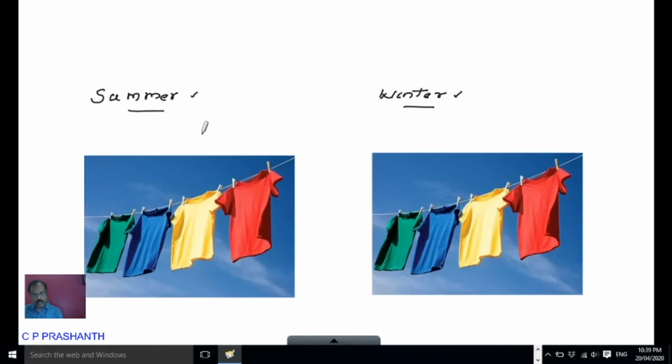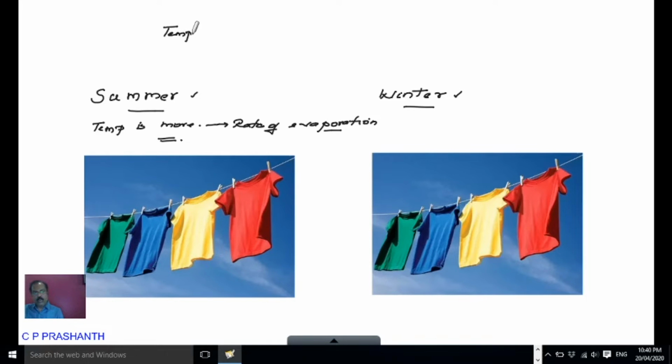Now what is the reason? I have to think. You have to come up with an answer. In summer the atmospheric temperature is more compared to winter. When the atmospheric temperature is more, what should happen to the rate of evaporation? Obviously, the rate of evaporation will be more when the temperature is more. Temperature is more, rate of evaporation will also be more.